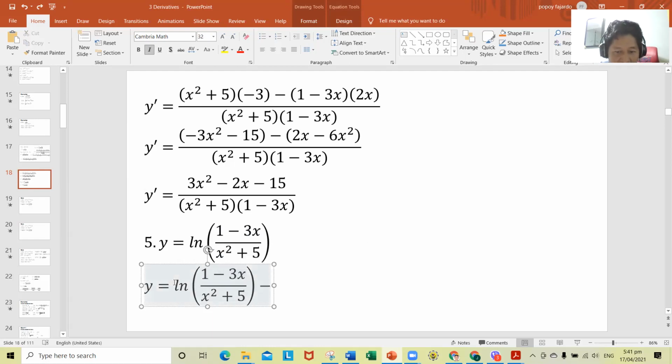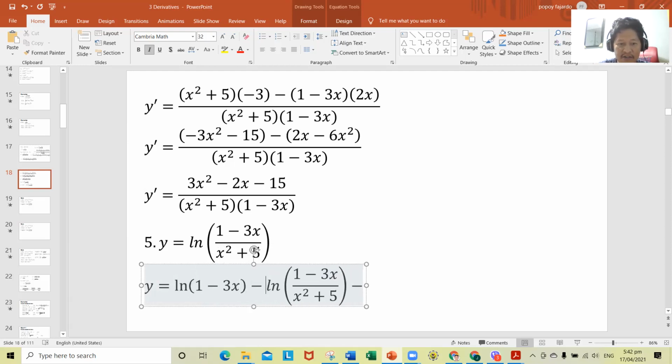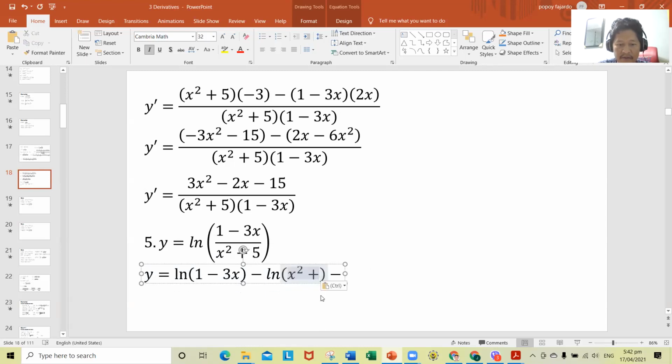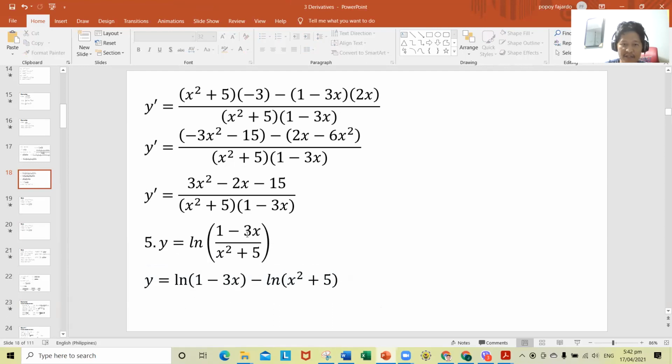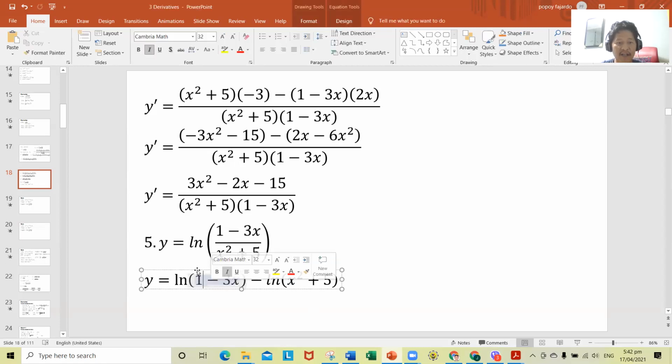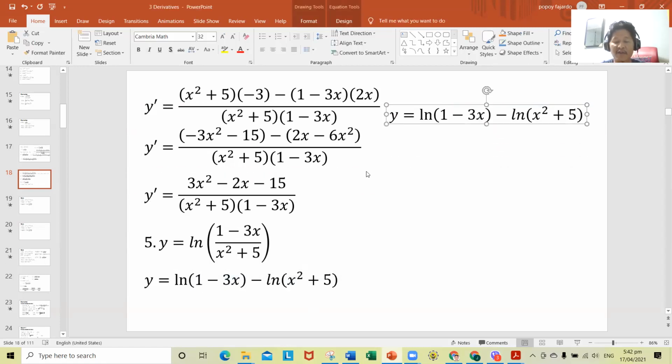So, ito. ln nung numerator magiging 1 minus 3x. Okay. Minus ln ng denominator, so itong x squared plus 5. Okay. So, pwede mo na siyang isulat ng ganito. Malinaw ba to guys? So kapag may ln ng quotient, you can just simply get ln of the numerator or the dividend minus ln of the divisor. Tapos ito, pwede na tayong kumuha ng derivative dito. Mas simple na to. Wala nang quotient rule.